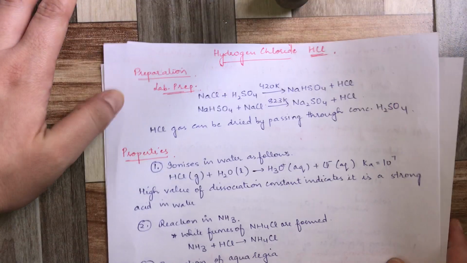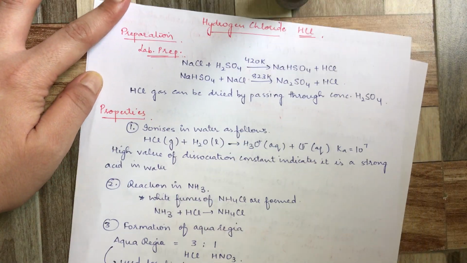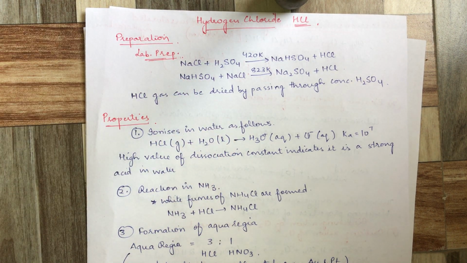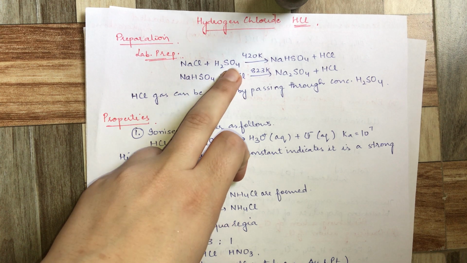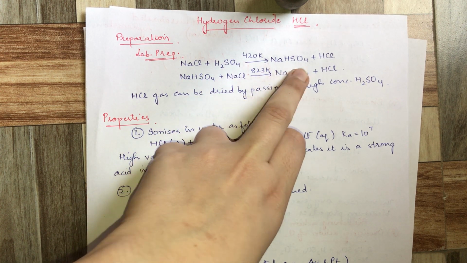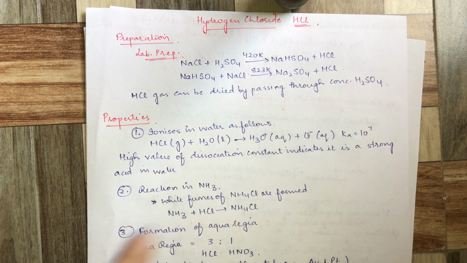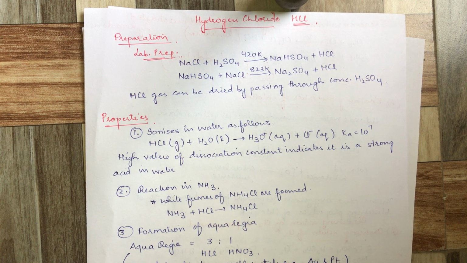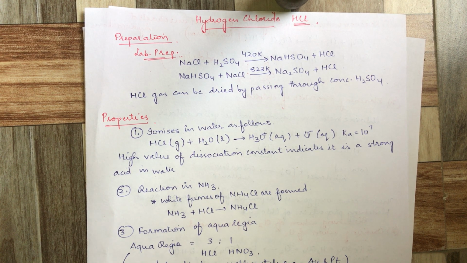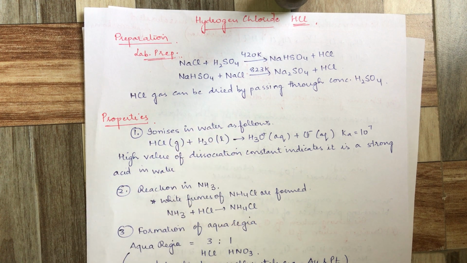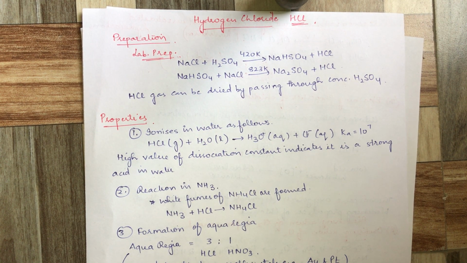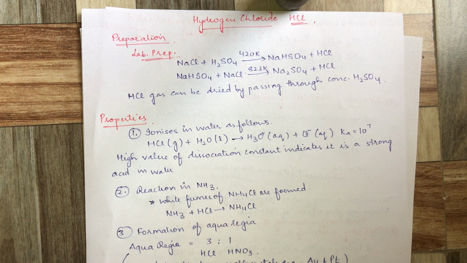The next compound of chlorine is hydrogen chloride, HCl. Its lab preparation can be done by reacting NaCl with H2SO4, and NaHSO4 and HCl are produced. NaHSO4 on further reaction with NaCl, if the temperature is increased, forms Na2SO4 and HCl. HCl gas can be dried by passing through concentrated H2SO4. Why? Because H2SO4 is a strong dehydrating agent.